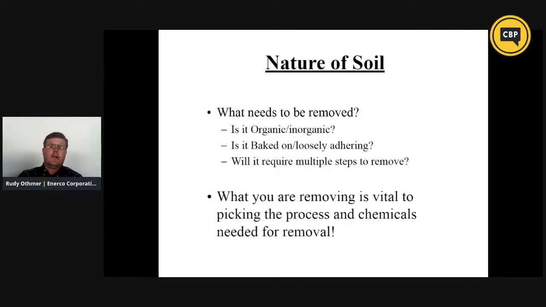So understand yourself. And we've kind of talked a lot about it in the previous steps already, but know the nature of what you're trying to remove. Organic or inorganic? Is it baked on? Is it hard, or is it loosely adhering? Is it a combination of that and it requires multiple steps? Just as important as picking the chemical, just as important as the temperature, maybe more so in some cases, is knowing what it is that you're trying to remove.